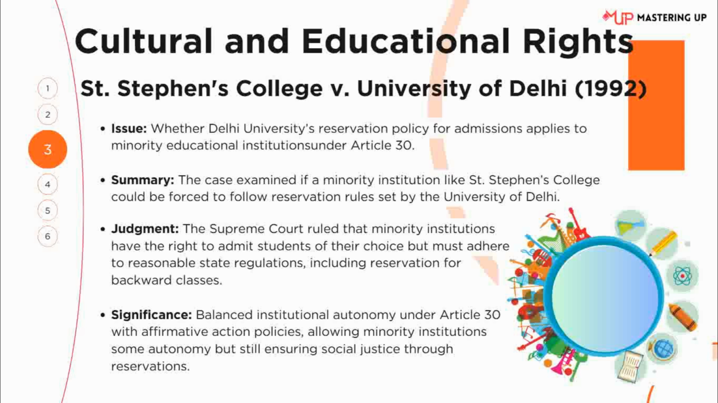This judgment balanced the institutional autonomy of minority schools under Article 30 with the need for social justice through affirmative action policies. It reinforced that minority institutions can maintain freedom in admissions but must also play a role in promoting equal opportunities for underprivileged groups through reservation.